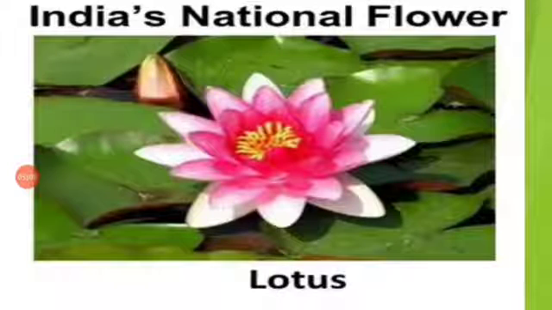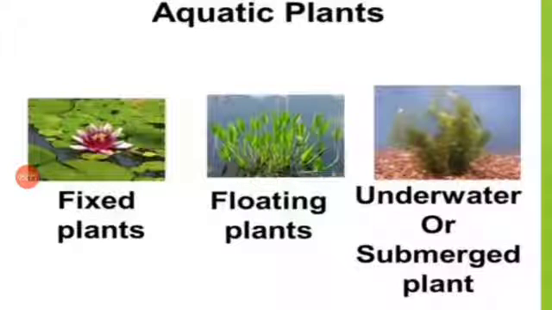Children, do you know what is so special about our country's national flower? Lotus. Yes, it is definitely beautiful. It is also a water plant. It grows in the water only. Similarly, some plants grow in the water only. They are called aquatic plants. Aquatic plants can be divided into three types: fixed plants, floating plants, and underwater or submerged plants.